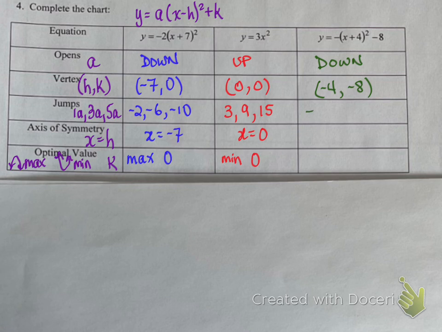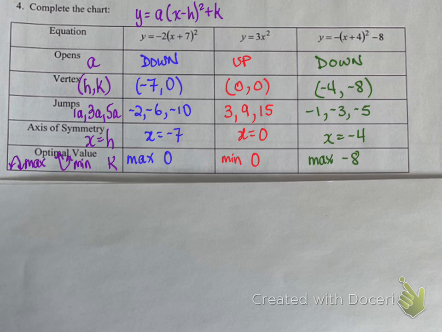My a value is -1. And 3 times -1 is -3, and 5 times -1 is -5. My axis of symmetry is x equals -4. We get that from x equals h, that's this value here. And finally, my optimal value: because this graph opens down, it has to be a maximum. Of how much? Well, that depends on the y value. So in this case, it's a maximum of -8.